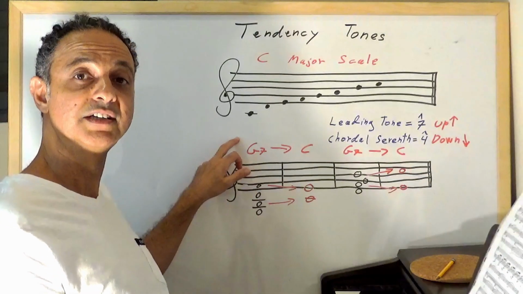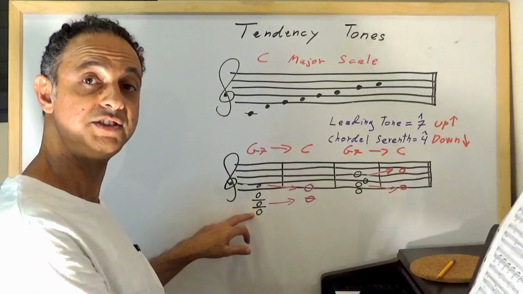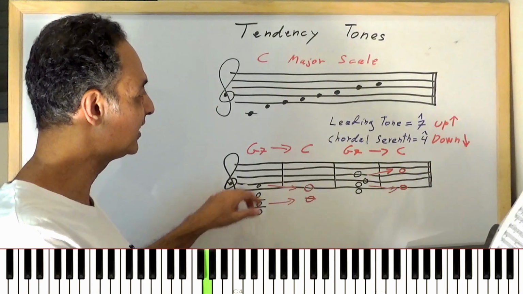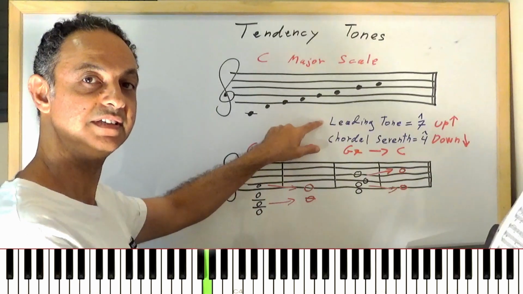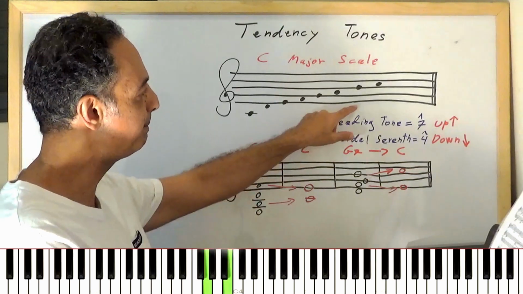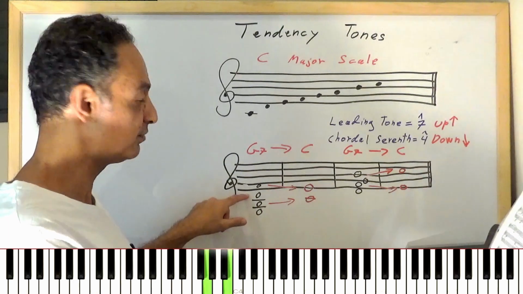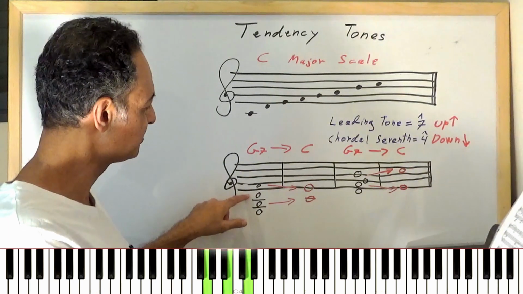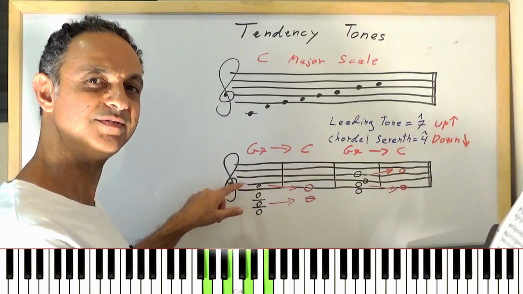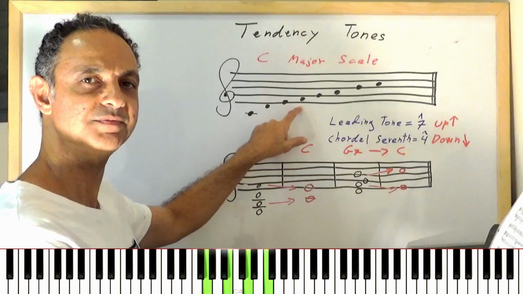Here we have the chord G7. The root is G, of course. Above the root we have the leading tone, which is the note B, right? B, the leading tone. Above the leading tone we have the note D, and above the note D we have the note F, scale degree number 4, the note F.